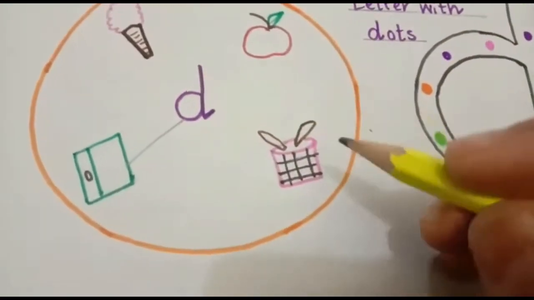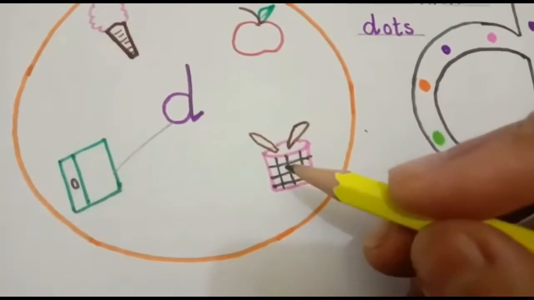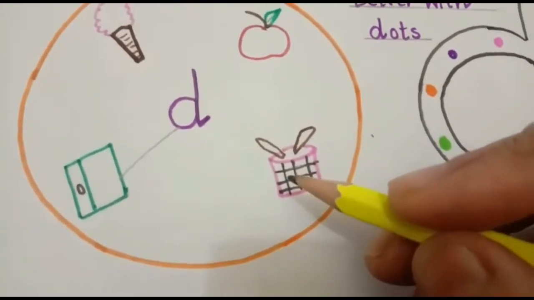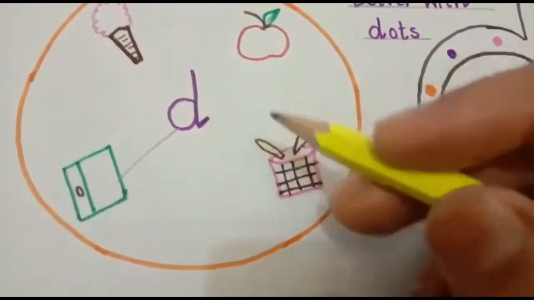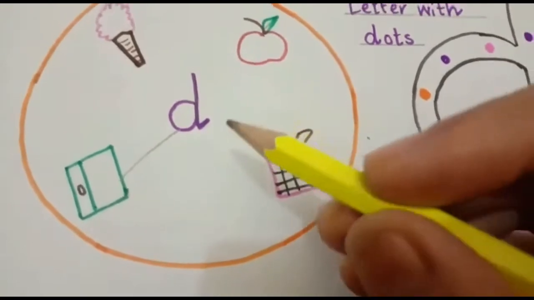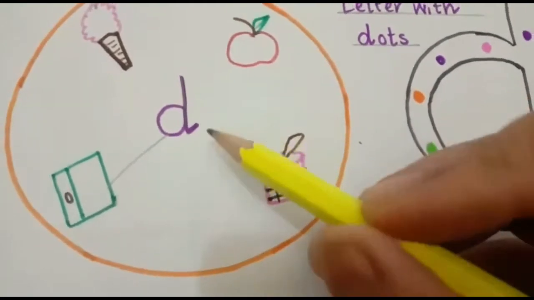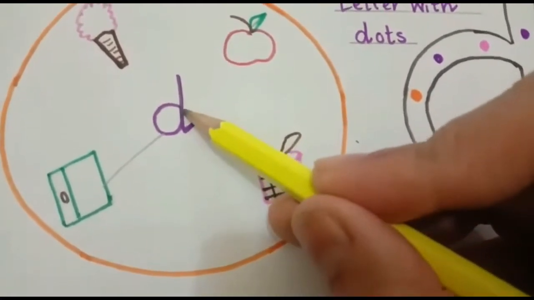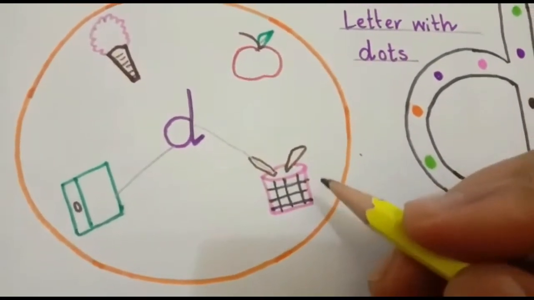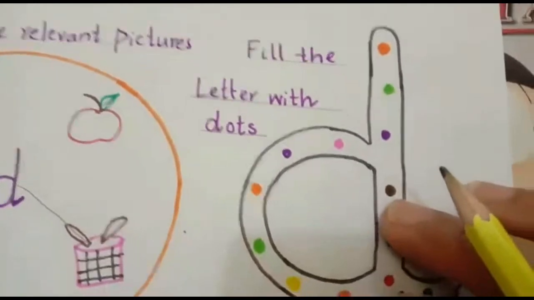Now next picture. Yes, this is a drum. Can you see it? Drum. And what is the beginning sound of drum? Yes, D. D, D, drum. Now I will join letter D with this picture. Like this. D, D, drum. Great. Now come to the next activity.